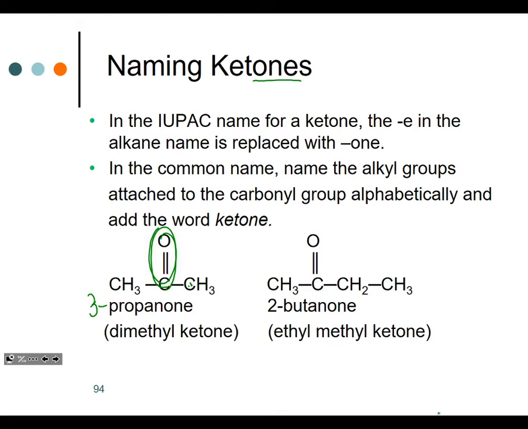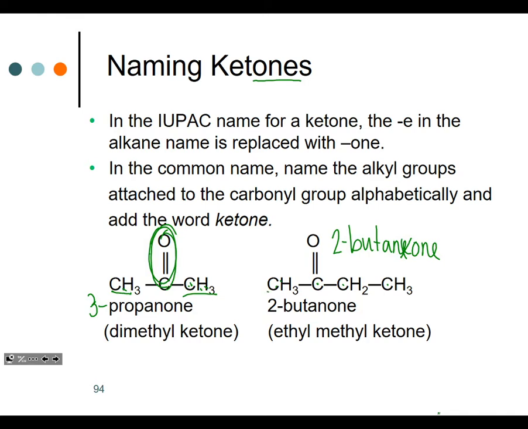Another way to name these is to say there's a methyl and a methyl, dimethylketone. That's another way. All right, now let's look at this one. So I've got 1, 2, 3, 4, it's but-. Instead of butane, you take that E off and add an O-N-E, butanone. Now you have to tell me where, 1, 2, it is on 2, 2-butanone.